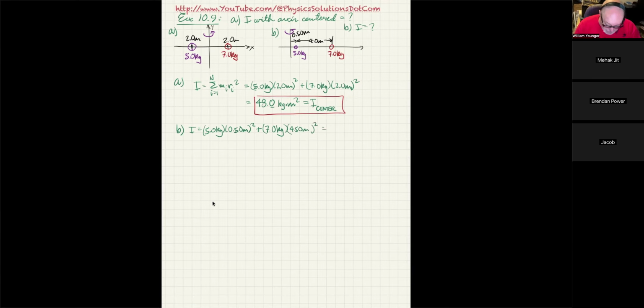So I'm going to do a calculation on this with my calculator. So 5 times 0.5 squared plus 7 times 4.5 squared gives me 143 kilograms meters squared equals I about the end, something like that. So that's the moment of inertia for those two different configurations of the same thing. Anybody have any questions on that?